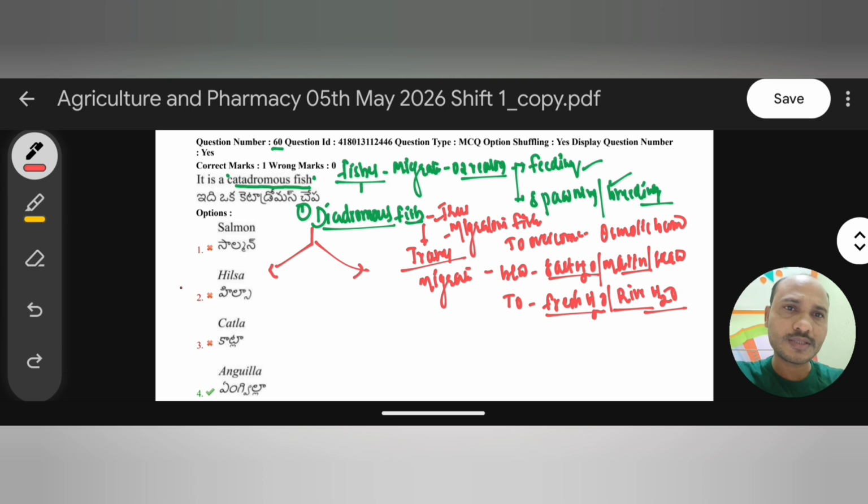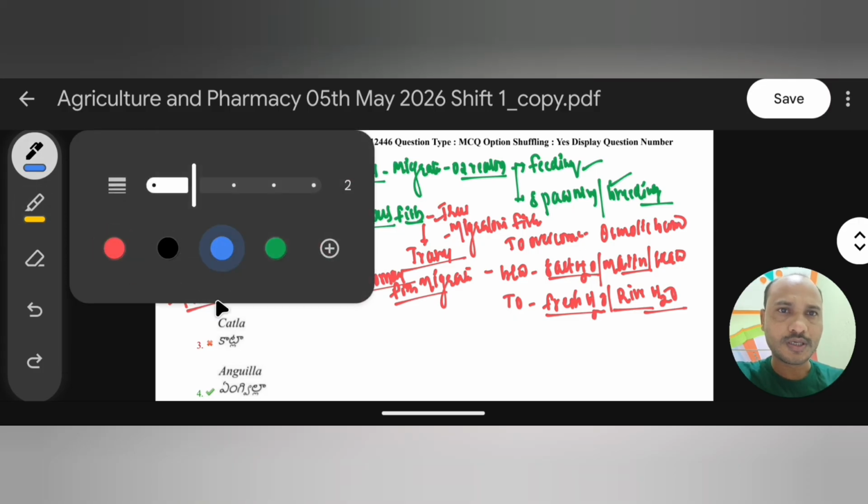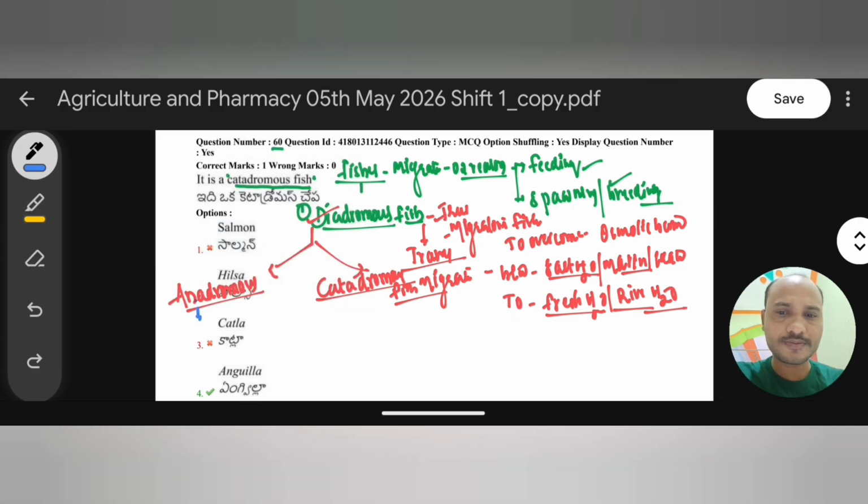Anadromous fishes and catadromous fishes. Anadromous and catadromous fish are both diadromous fish, in which, remember, fishes always migrate between marine water or salt water and fresh water. So in anadromous fish, exactly how do fishes move, from where to where? The natural habitat of anadromous fishes is seawater, so they migrate from seawater to freshwater. Very important. The fishes which migrate from seawater to freshwater are called anadromous fish.